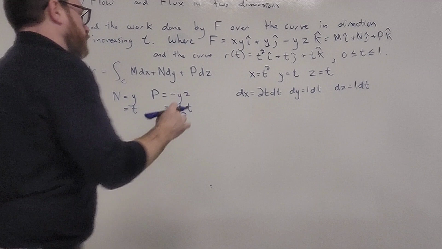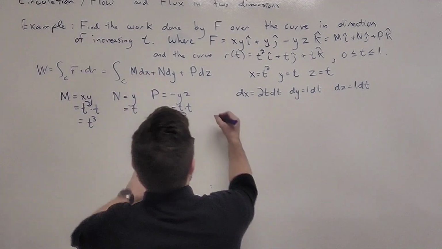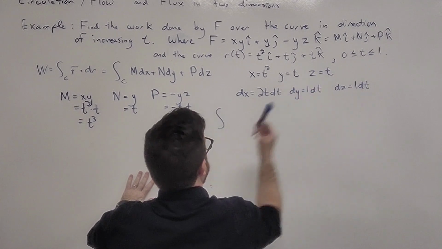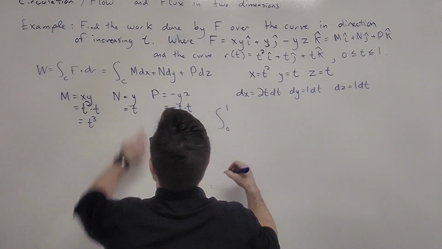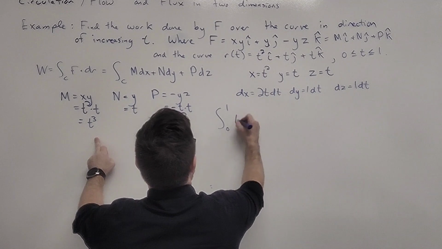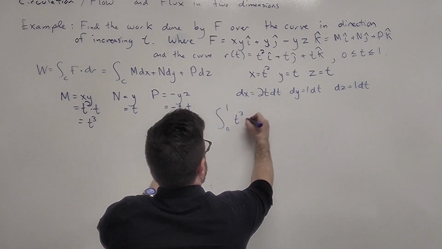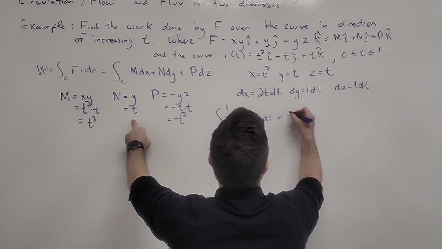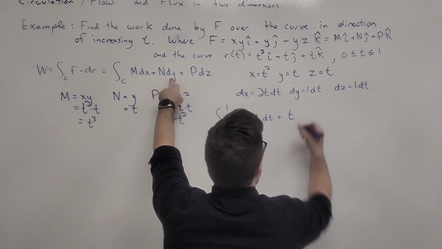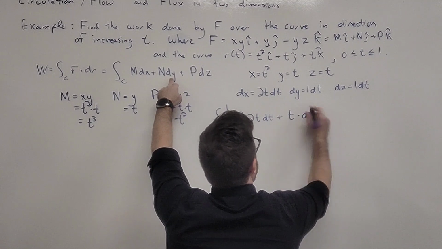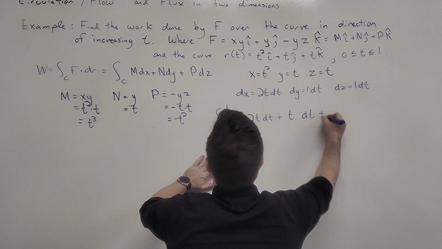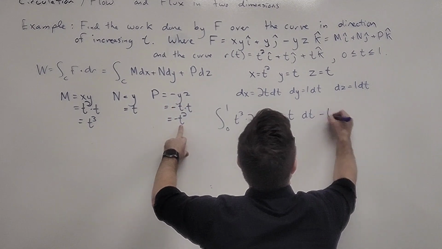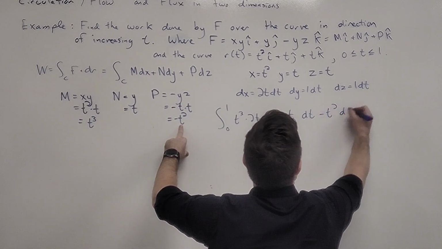So when I set up this integral, this is going to be the integral over the curve, but now that I've evaluated at your x, y, and z, you can use your t value. So from 0 to 1 of m, which is t cubed, times dx, which is 2t dt, plus n, which is t, times dy, which is 1 dt, plus p, which is minus t squared, and then dz is going to be dt as well.